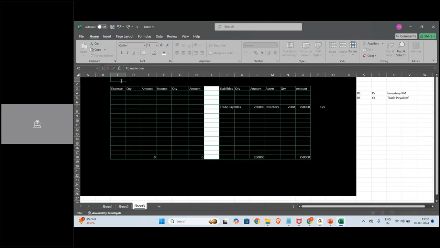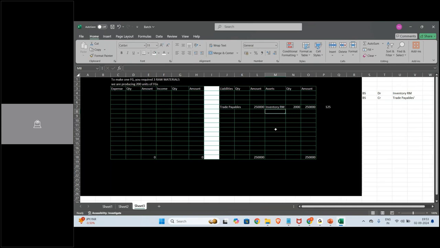Now let's say to make one FG, you require 3 raw materials. You are not able to see it here because I have to make it white. And now we are producing 200 units of FGs. Now product costing is a bit of maths, very basic maths. Now tell me, to produce 200 units of FG, how many raw materials do I require?